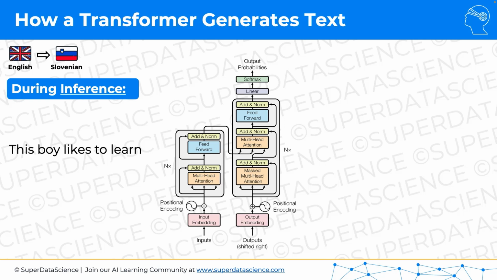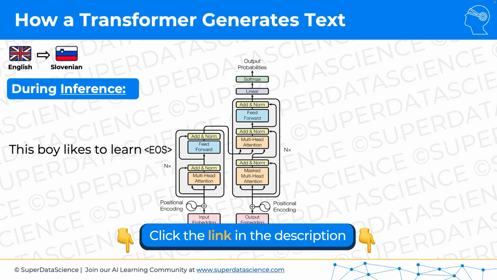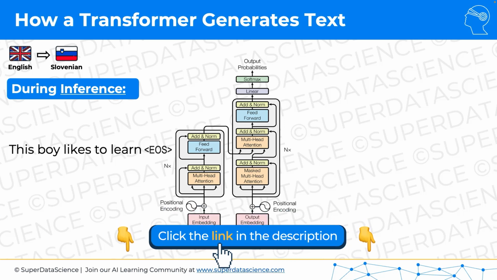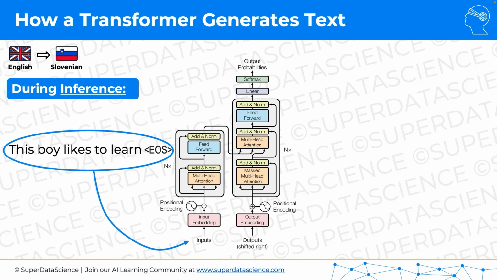Now, the sentence we're going to be translating is, "This boy likes to learn." And here we go. So the first thing that happens is this EOS token gets added to the end of the sentence, and EOS stands for end of sequence, and it signifies to the transformer where the input stops. So all of that gets put into the input, and it all goes through the encoder, and it sits there at the top.